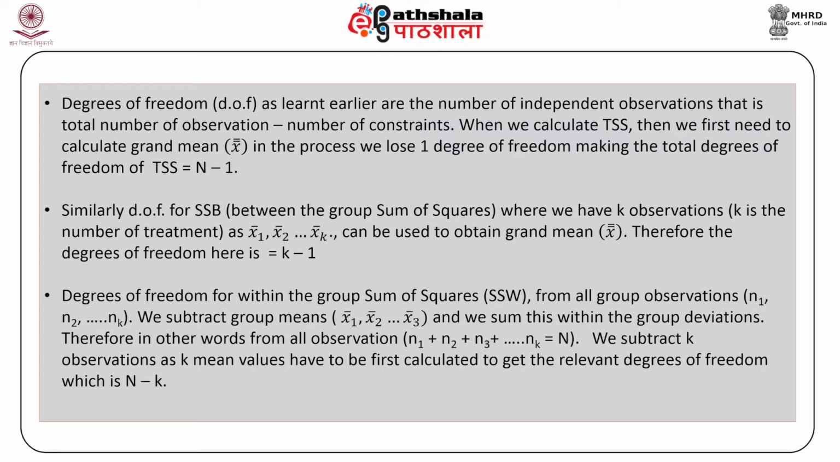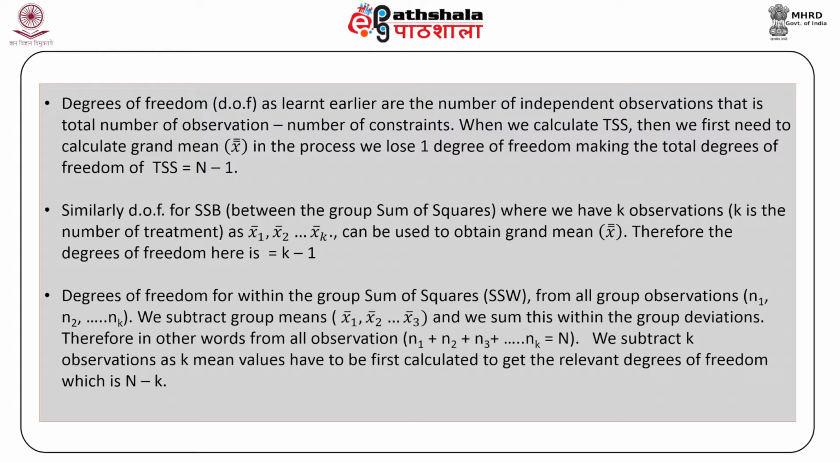Therefore, the degrees of freedom here is equal to K minus 1. So let me repeat, what we are doing is we are using X1 bar to Xk bar to find out even a grand mean, and therefore our degrees of freedom is equal to K minus 1.